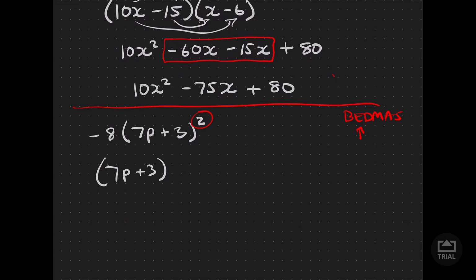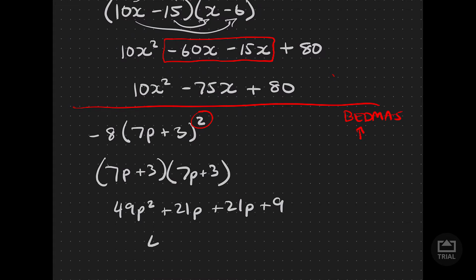Okay, now you can follow the rules that we just learned up above, or you can expand this out. So we end up with 49p squared plus 21p plus 21p plus 9, giving us 49p squared plus 42p plus 9. So that needs to remain in the brackets, and then we're going to multiply this whole thing through by a negative 8.